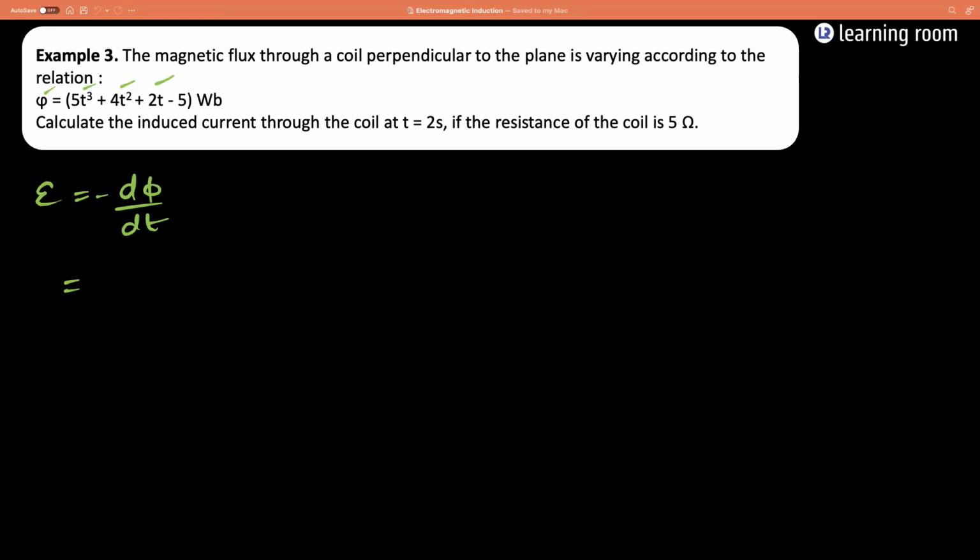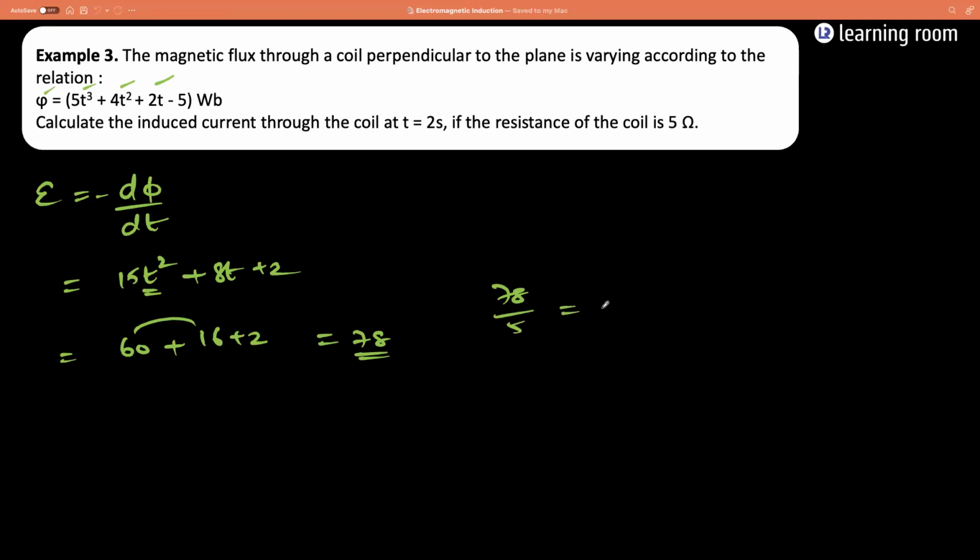What is going to be the value? 15t square plus 8t plus 2. So what are we supposed to do? t is equal to 2. So 15 into 4, 60, plus 16 plus 2. 60 plus 16, 76 plus 2 is 78. So 78 divided by 5 is going to be the answer. Is it right?